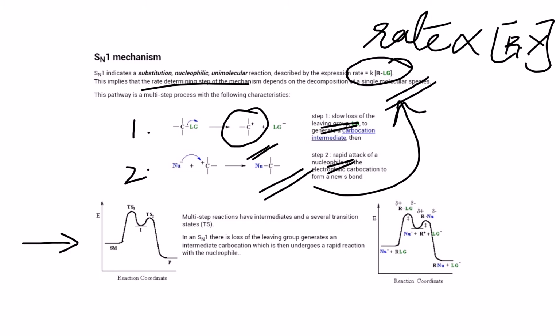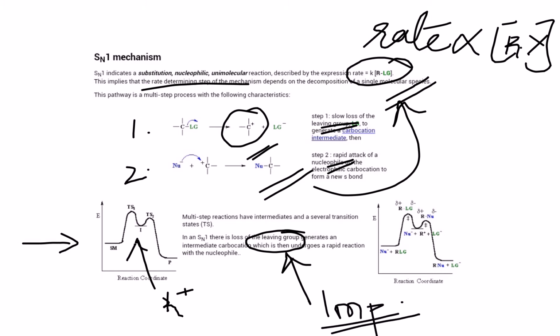The energy profile diagram of this reaction looks somewhat like this, with two transition states and an intermediate, the intermediate being the carbocation. This multi-step reaction has an intermediate and two transition states, and in SN1 reaction there is a loss of a leaving group which generates an intermediate carbocation, and the loss of the leaving group is a very important driving force towards exhibition of this reaction mechanism, which is SN1 type.